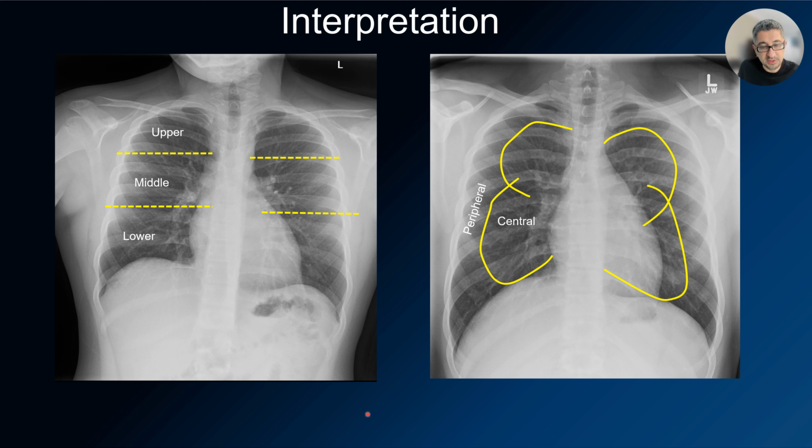During interpretation, we can use the terms upper, middle, and lower to define the lung fields. Also, we can use central and peripheral lung terms.